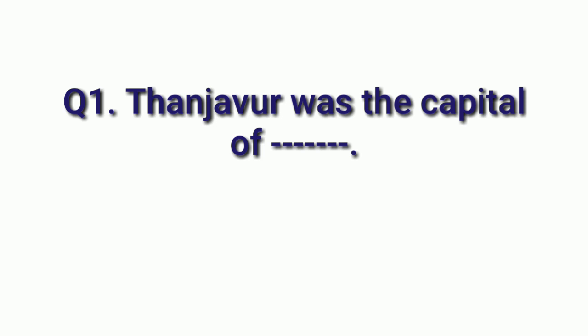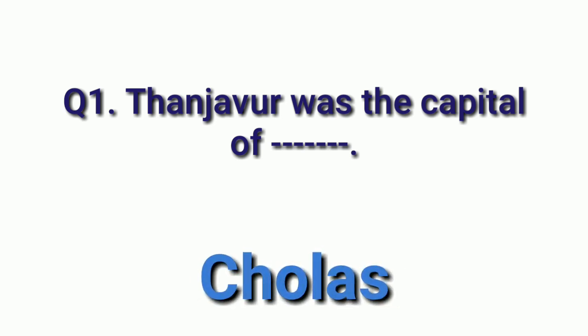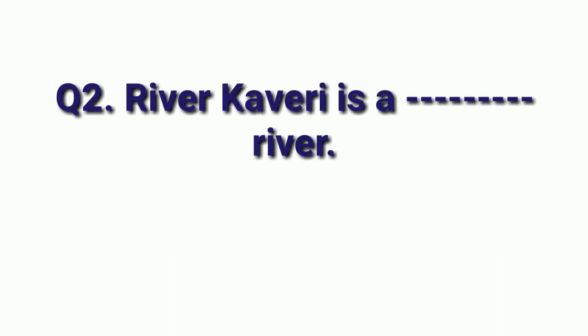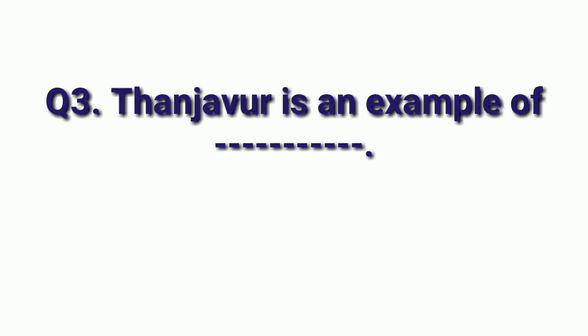Let's start. First question is, Thanjavur was the capital of dash. Answer is Cholas. Thanjavur was the capital of Cholas. Next question is, River Kaveri is a dash river. Answer is perennial. Kaveri river is a perennial river.